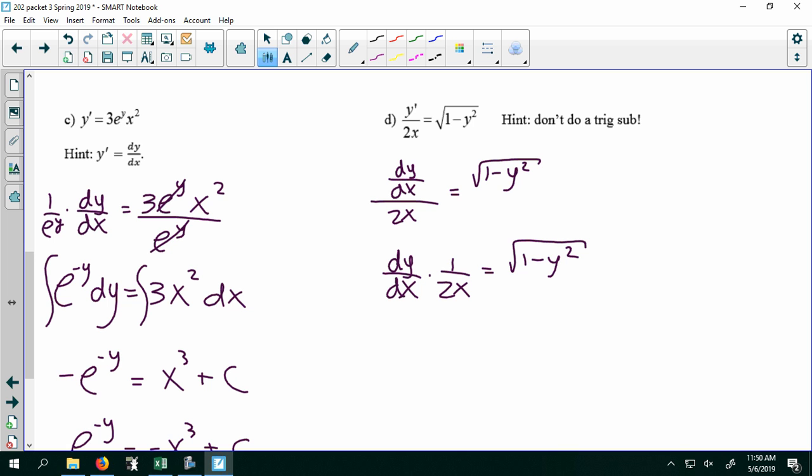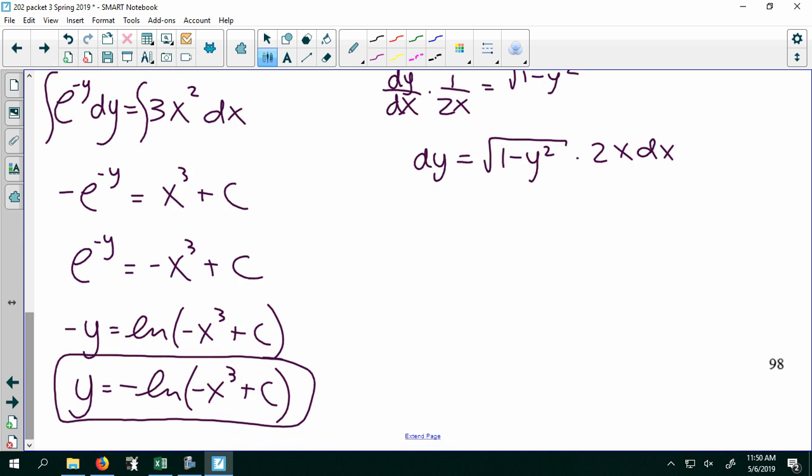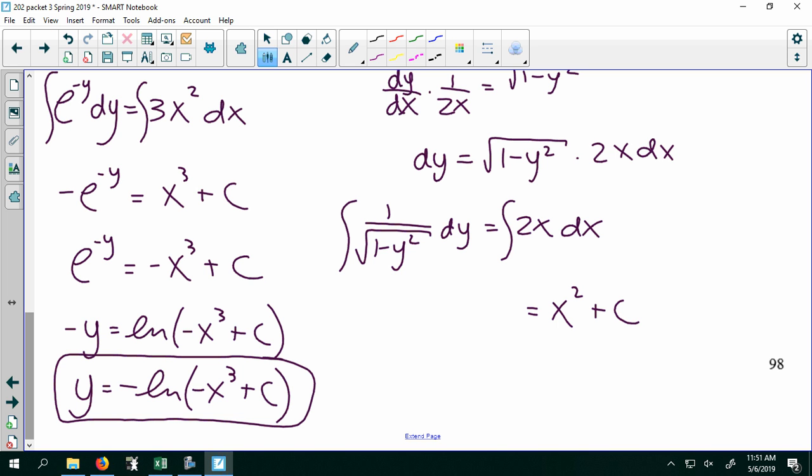Which means that I can multiply both sides of this equation by 2x dx. So I get dy equals the square root of 1 minus y squared times 2x dx. Then I'm going to move that square root over by just dividing by it. So I have 1 over the square root of 1 minus y squared dy equals 2x dx. And integrate both sides. The antiderivative of 2x is x squared plus c. And the antiderivative of 1 over the square root of 1 minus y squared is arcsine.